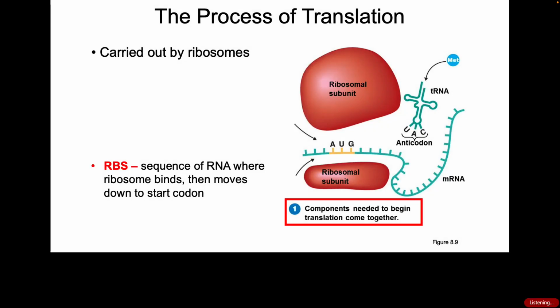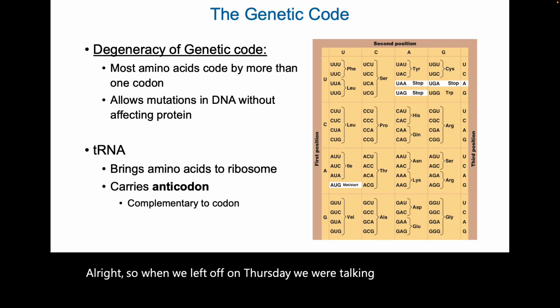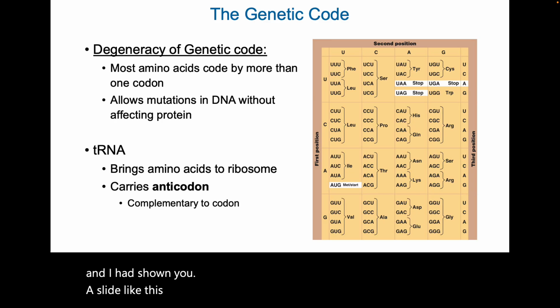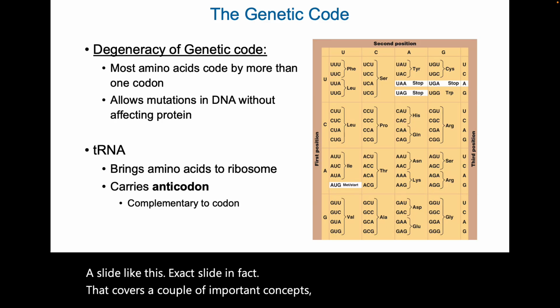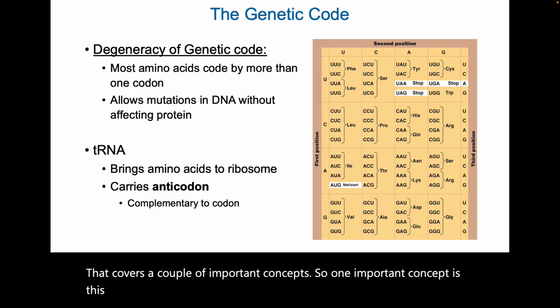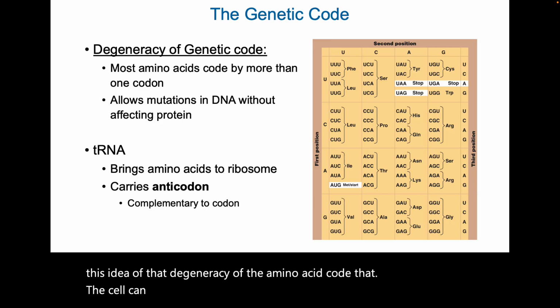All right. So when we left off on Thursday, we were talking about translation, and I had shown you a slide like this exact slide, in fact, that covers a couple of important concepts. So one important concept is this idea of the degeneracy of the amino acid code, that the cell can tolerate some mutations and still get the same amino acid.